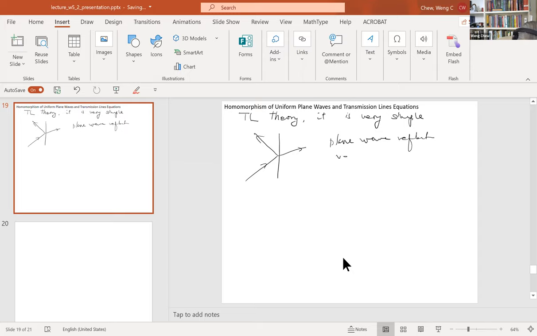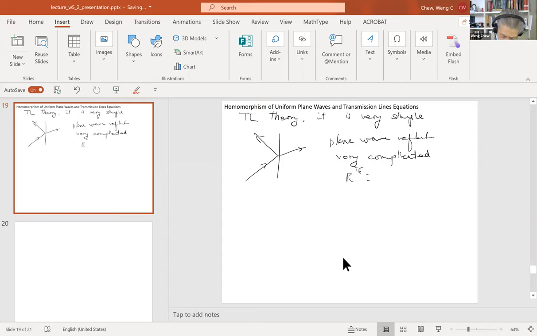And I guess all of us would agree that it's very complicated. It makes life very miserable for you. You have to worry about the polarization, you have to break it into TE polarization, TM polarization, you have the boundary conditions. You have to go through a lot of hoops to get the reflection coefficient.